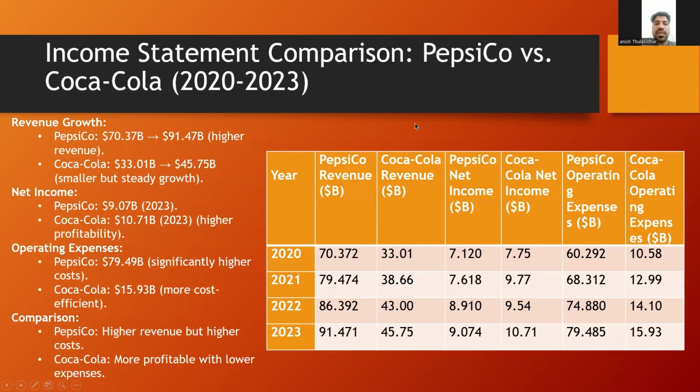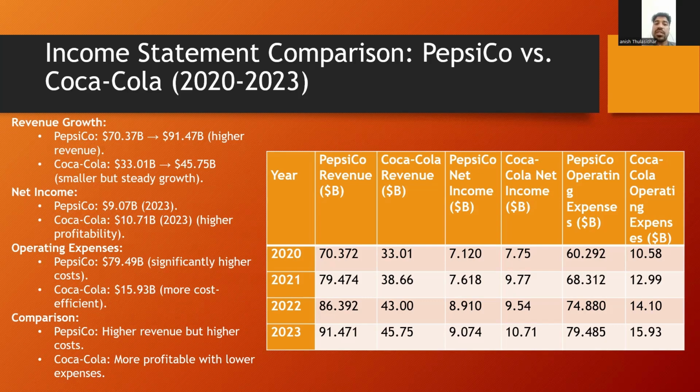Next slide, income statement. Let's start by comparing revenue, which is the total money a company earns from selling its products. PepsiCo saw its revenue grow from $70.37 billion in 2020 to $91.47 billion in 2023. Coca-Cola also experienced growth, increasing from $33.01 billion in 2020 to $45.75 billion in 2023.